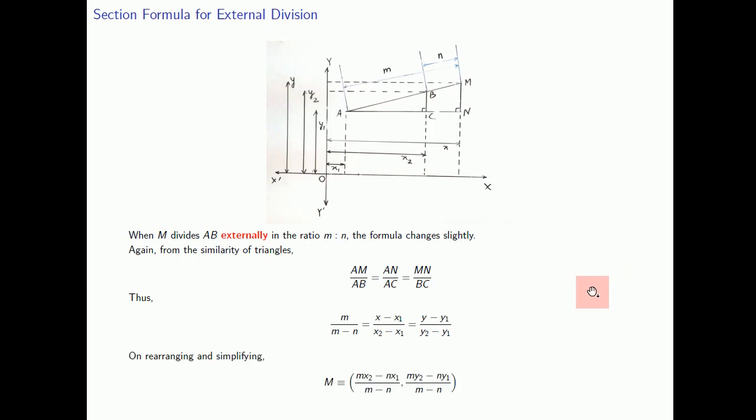Now, as we did for the internal division, if you cross multiply by taking the first two ratios and then simplify, you will get the expression for coordinate x. If you consider the first ratio and the third ratio, if you cross multiply and rearrange the terms, you will get an expression for the y coordinate. So if you simplify by following a similar procedure, you will get coordinates of M as mx2 minus nx1 upon m minus n, comma my2 minus ny1 upon m minus n.